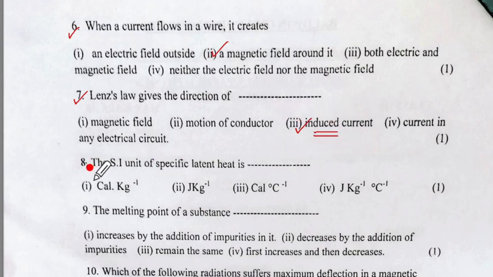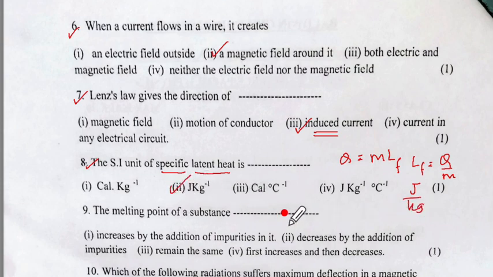The current in the electrical circuit? No. It is all because of the electromagnetic induction. Eighth one, the SI unit of the specific latent heat. Now specific latent heat is Q is equal to mL_F. So your L_F is equal to Q upon m. Your unit of Q is joule upon mass is kg. So it is joule per kg, that is this.